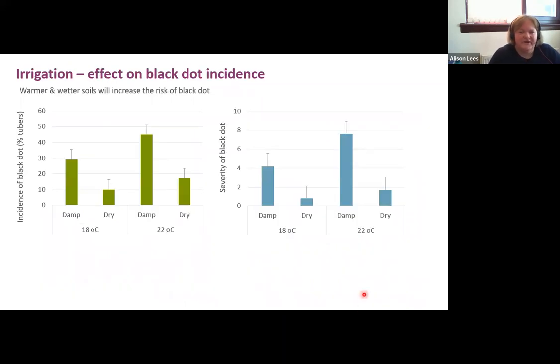We also observed an effect of temperature and moisture on both disease incidence here on the left and severity on the right, with warmer and wetter soils here, increasing the risk of black dot under controlled environmental conditions. These factors are somewhat difficult to manage in the field, and of course, irrigation use must be balanced both with the needs of the crop itself and the potential effects on other diseases such as common scab, which can be controlled with precise use of water, and powdery scab, which can be exacerbated.